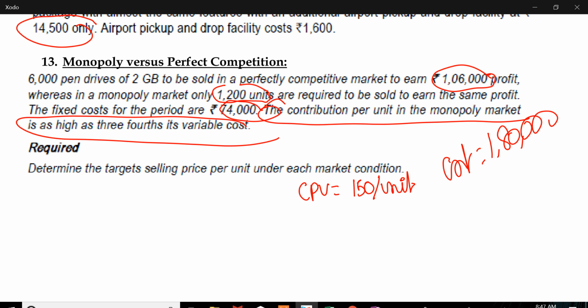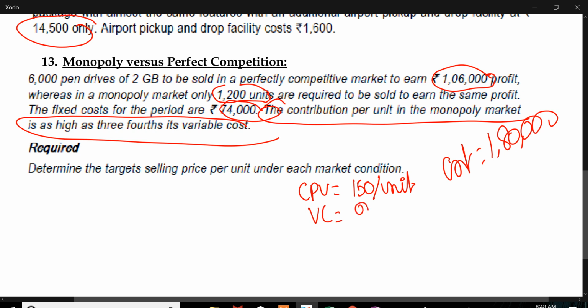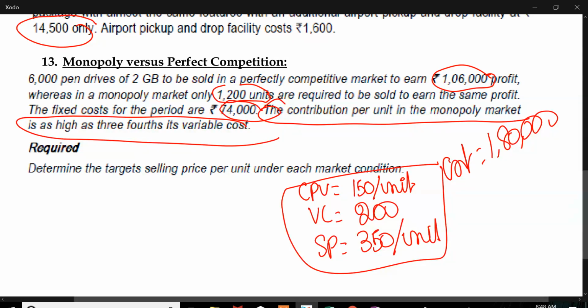Next, contribution is 3/4 of variable cost, and hence variable cost is 4/3 of contribution. Monopoly, the selling price is 350.